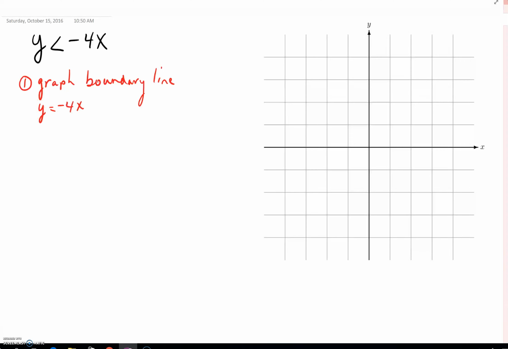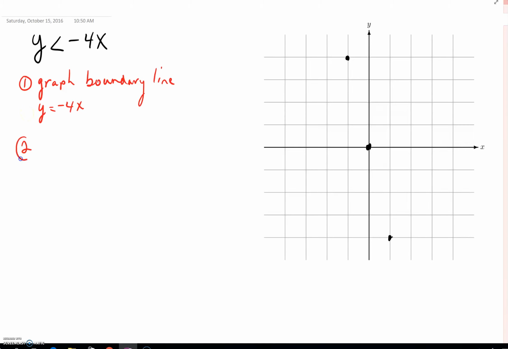So in this case, our y-intercept is 0, so we can plot the point at 0. Our slope is negative 4, so we go down 1, 2, 3, 4 over 1. And then I can put the other point, 1, 2, 3, 4, and over 1. So now there are my points. Now remember, you don't graph your line just yet. We just plot the points. That's how we would graph it if we were graphing y is equal to negative 4x.